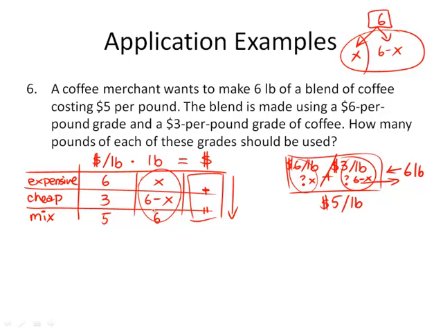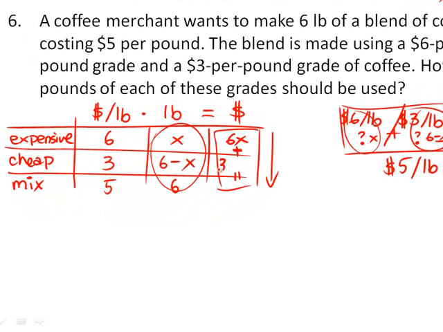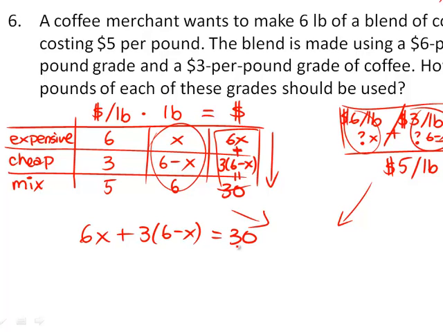Alright, so expensive coffee is 6 times x, 6x dollars, paying for the expensive coffee. 3 times 6 minus x dollars, paying for the cheap coffee, and $5 per pound times 6 pounds would be $30 total that you would be paying for the total mix. So that would come from either of these approaches. You would get the equation 6x plus 3 times 6 minus x is equal to $30 total. So you can come up with the equation right away.